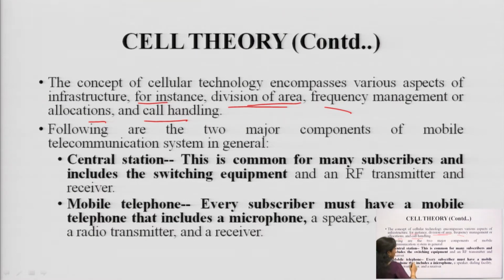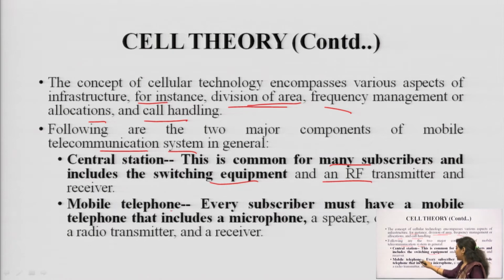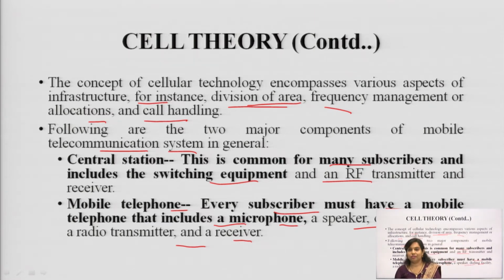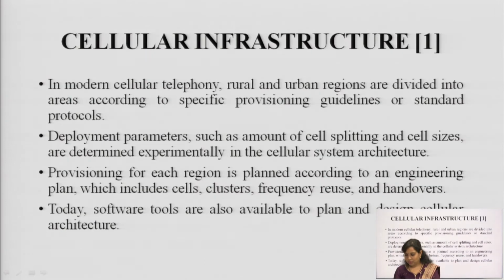So, following are the two major components of the mobile telecommunication system in general. First one is the central station. This is common for many subscribers and includes the switching equipment and an RF transmitter and receiver. Second, the mobile telephone: every subscriber must have a mobile telephone that includes a microphone, a speaker, a dialing facility, and a radio transmitter and receiver. So, these are some of the points required for the mobile telephone system. These are some of the key terms related to cell theory.